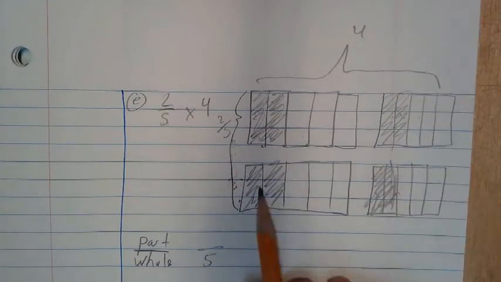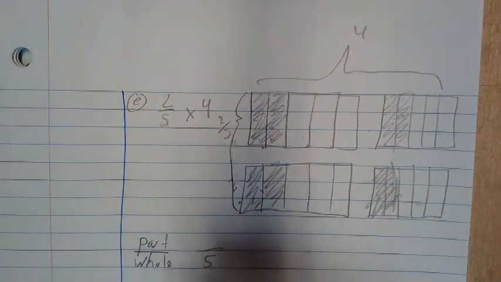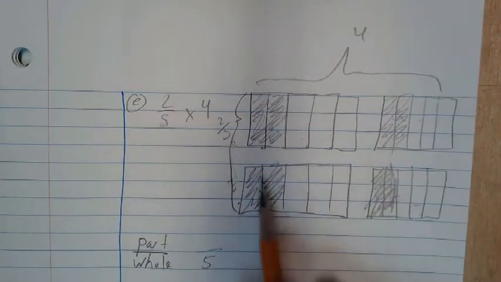1, 2, 3, 4, 5. Each set has 5. Now, how many parts do I actually have? 1, 2, 3, 4, 5, 6, 7, 8.